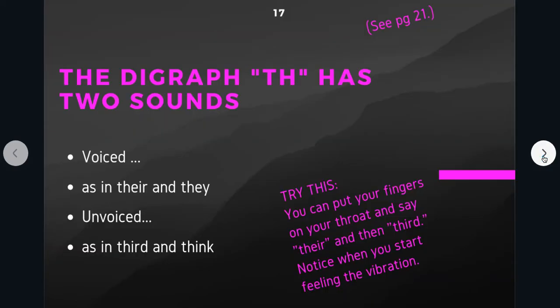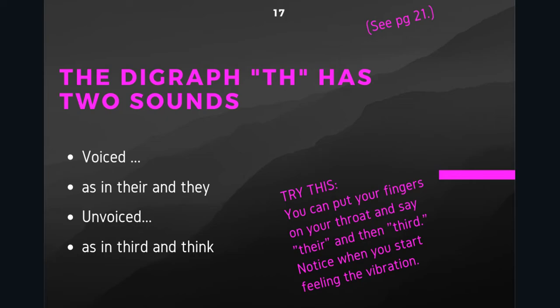All right, so now we're looking at page 21, and they're asking us to consider the digraph TH has two sounds. So notice at the top of the page there's like a green subhead and it says digraphs with new sounds of their own, SH and TH. So we're looking at TH.